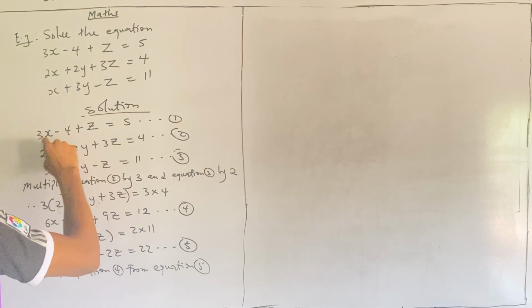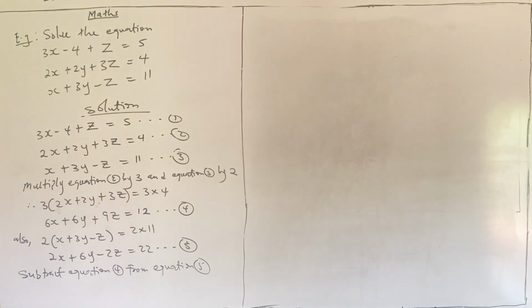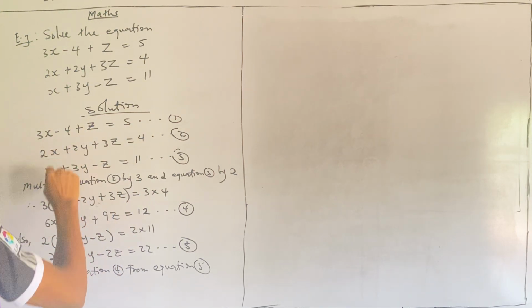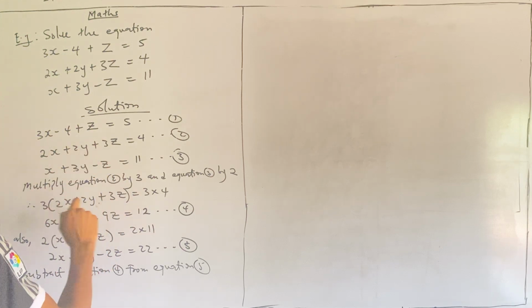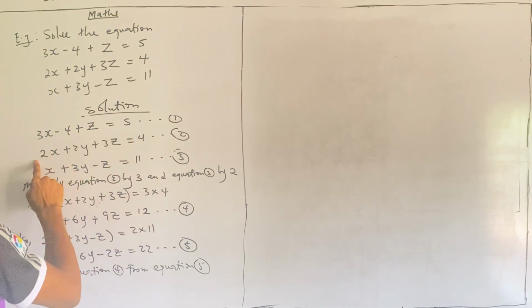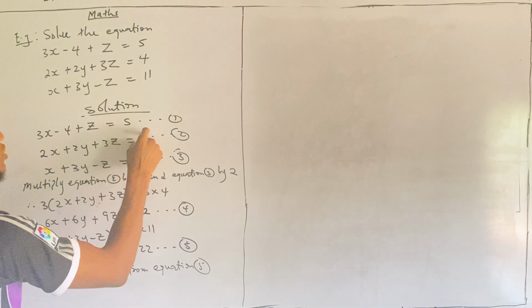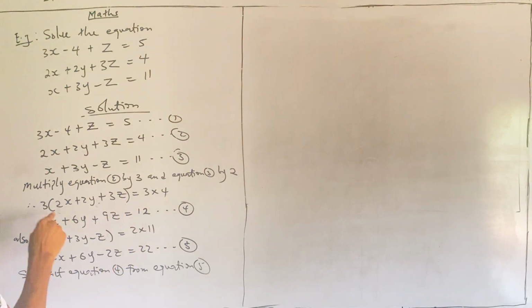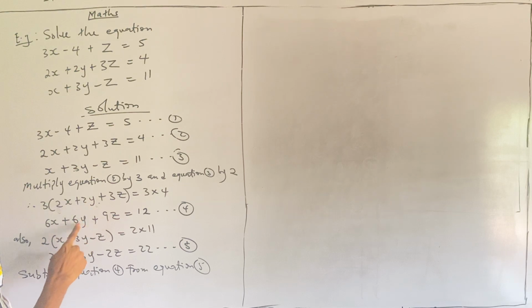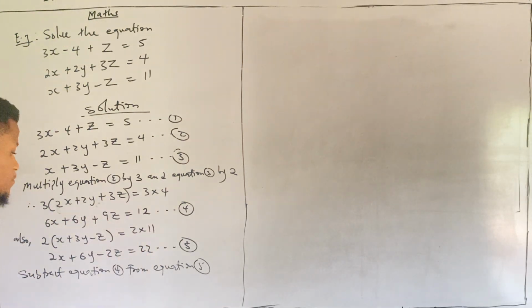So our equation 2: 2x plus 2y plus 3z equals 4. So we multiply both sides by what? By 3. So here times 3, and here, 4 times 3. That's how we have 3 into this and 3 into this. So 3 times 2x, we have 6x. 3 times 2y, we have 6y. And 3 times 3z, we have 9z. Because 3 times 2 is 6, 3 times 2 is 6, 3 times 3 is 9, and 3 times 4 is 12.